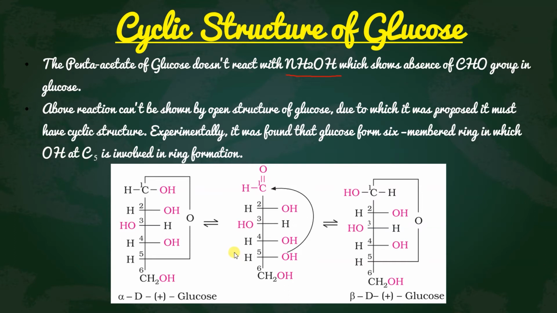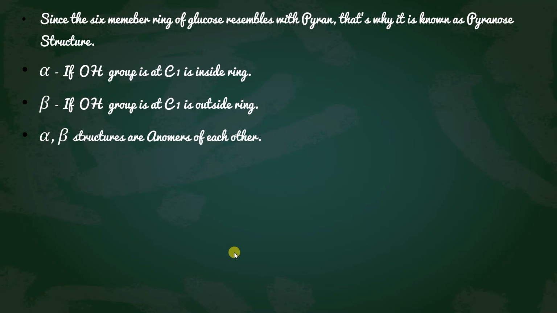Got it? Okay. Next, since the 6-membered ring of glucose resembles pyran, biology students must know that the 6-membered ring is pyran. It resembles pyran. That's why it is known as pyranose. The "ose" is for carbohydrate. Being a carbohydrate, we have used pyranose. Got it? So since the 6-membered ring of glucose resembles pyran, that's why it is known as pyranose structure.